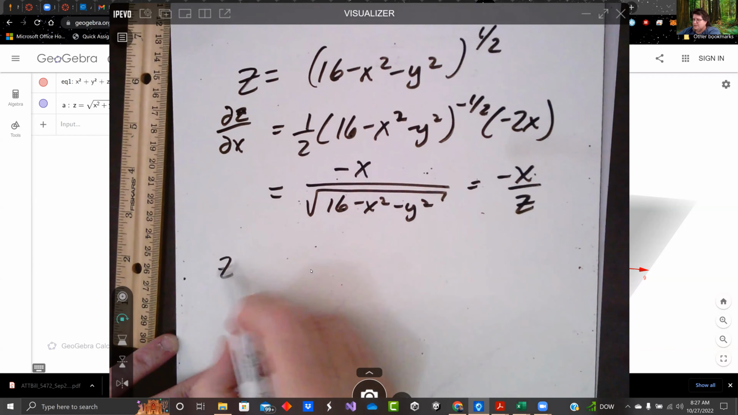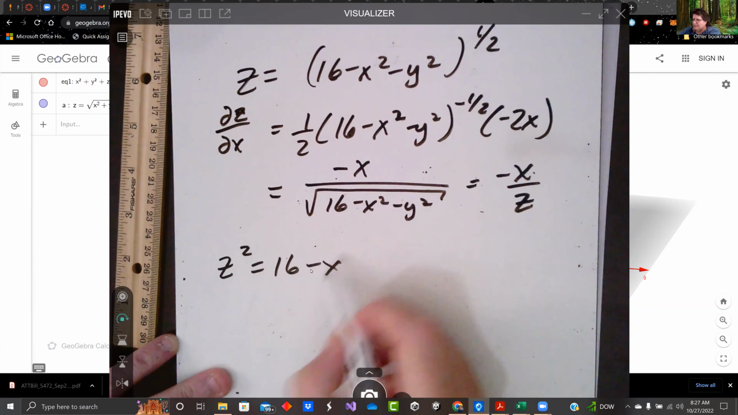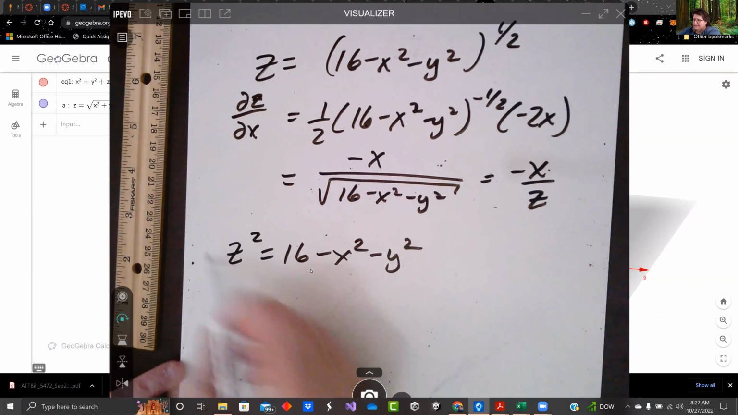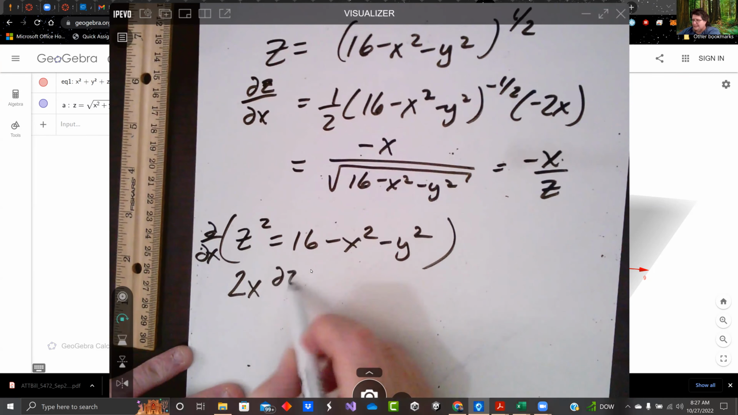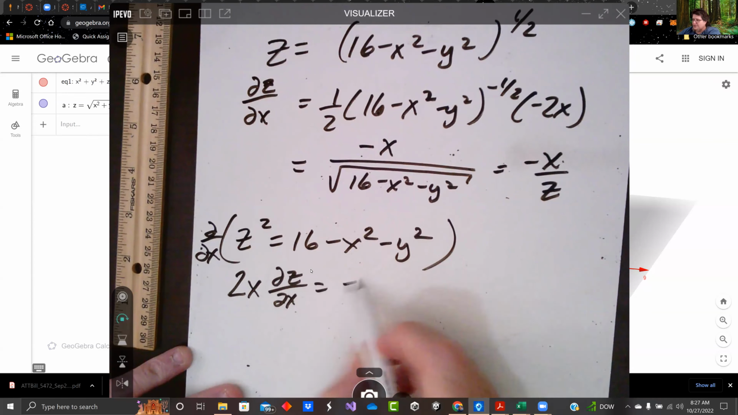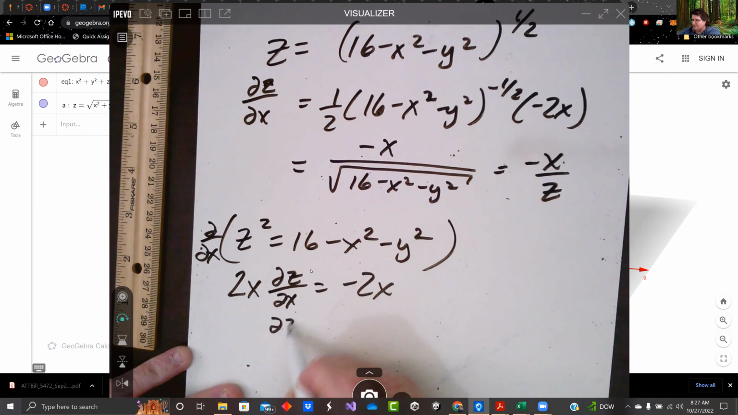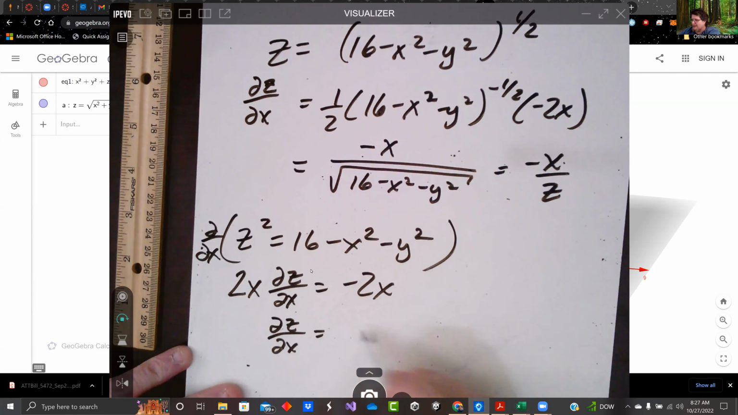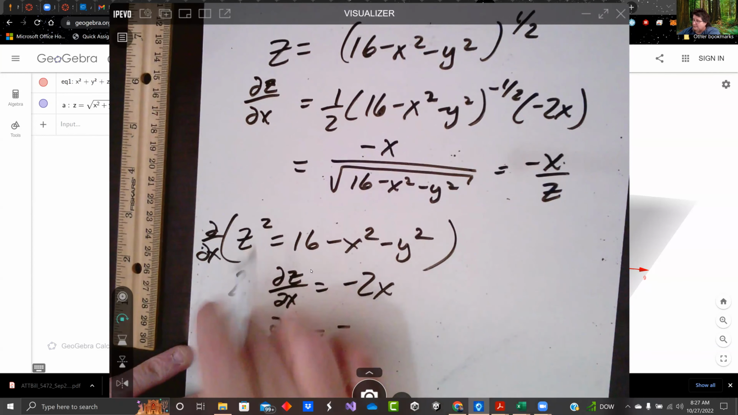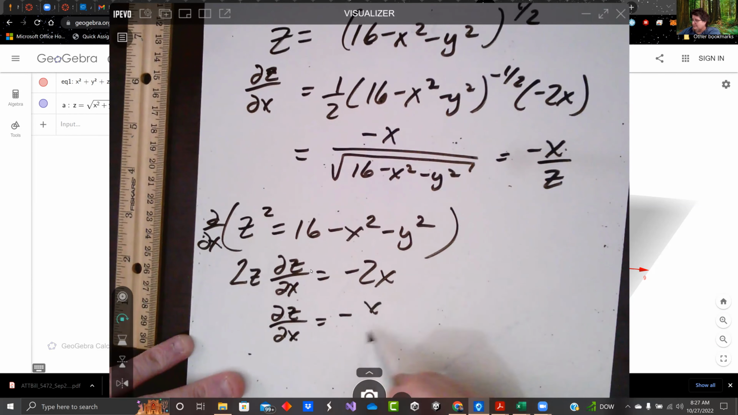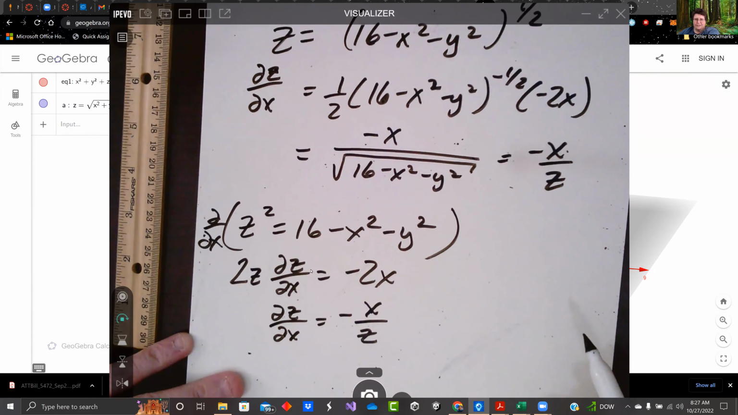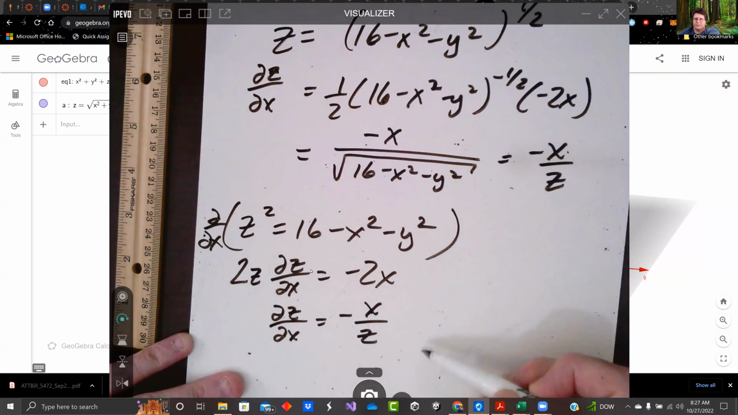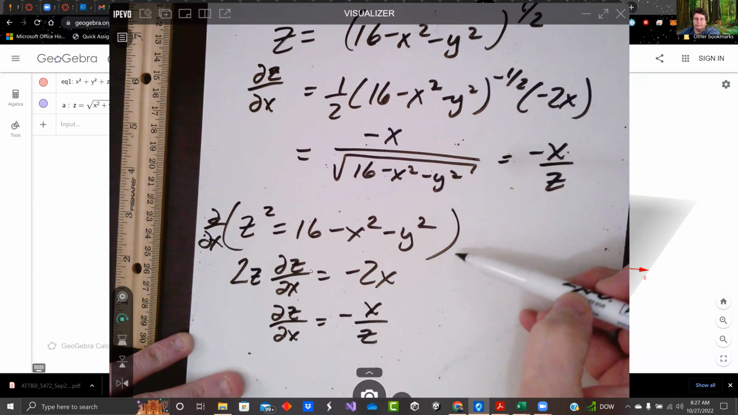Starting with the easier one: z squared equals 16 minus x squared minus y squared. Doing d/dx here, that's just 2z dz/dx equals negative 2x. And without having all that square root in there right away, you've got negative x, oops, that's a z, you've got negative x over z. So doing the derivative is a little bit easier with implicit differentiation because you can't mess up the chain rule here.